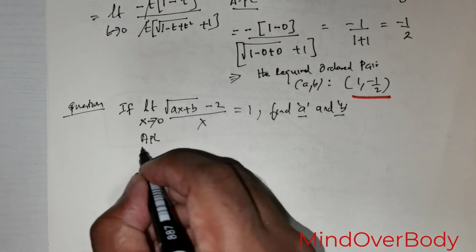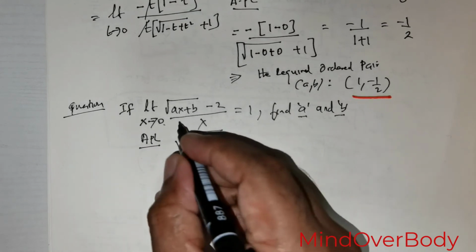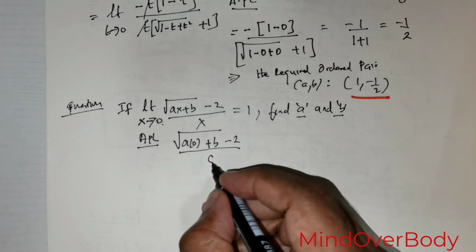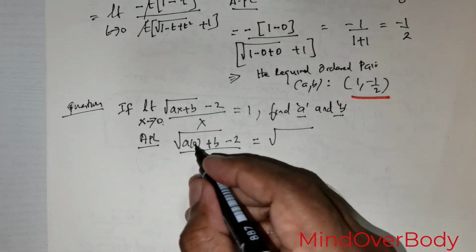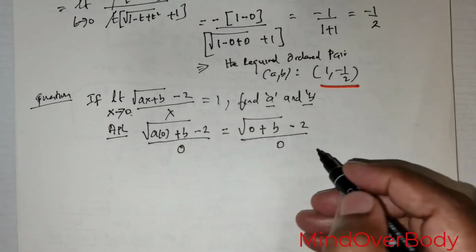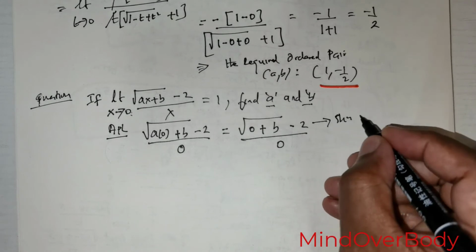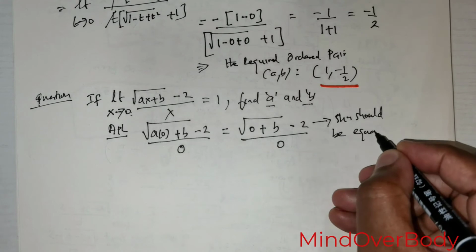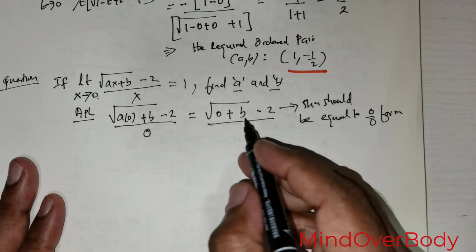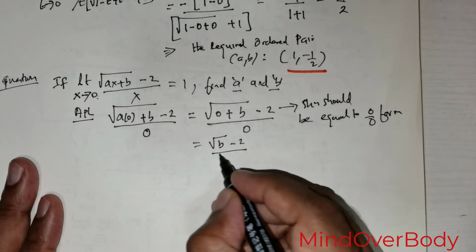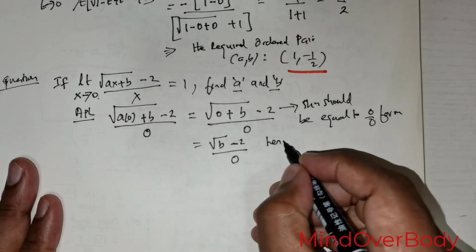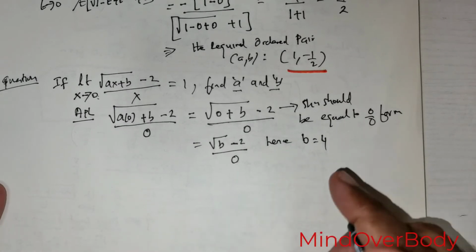So first step is applying limits. When we apply limits, x is tending to 0, so this is going to be root of a times 0 + b - 2 divided by 0. So this is root of 0 + b - 2 divided by 0. Now since the function has a limit, this should be 0 over 0 form. Now when would this be 0 by 0 form? Because this is nothing but root of b - 2 divided by 0, right? So for this quantity to be 0 by 0 form, the value of b should be equal to 4. So we have already obtained the value for b.